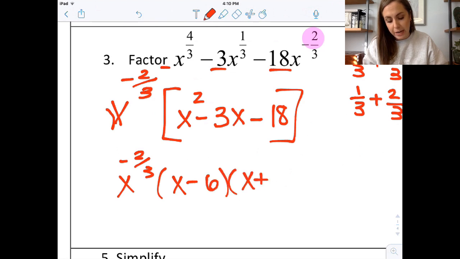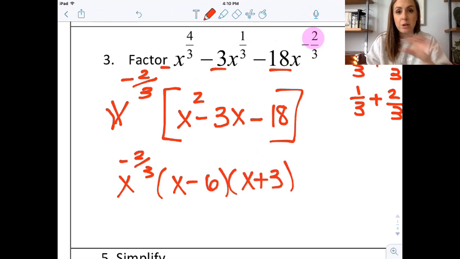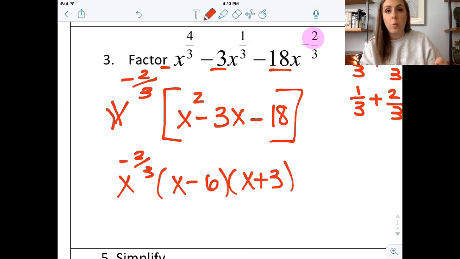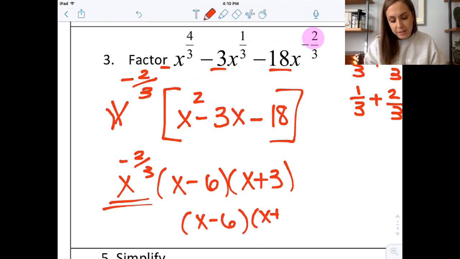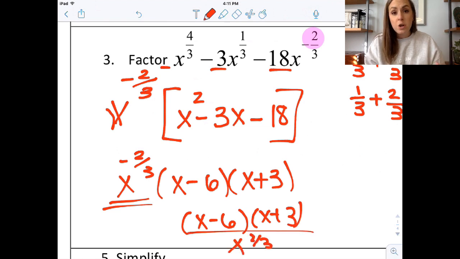If it says to factor, you can stop there. If it said to factor and then rewrite with positive exponents, you would want to rewrite this. So you'd actually have x minus 6, x plus 3, and then it could be all over x to the 2/3. Notice it didn't ask me to solve, so I am not actually getting an x equals, right? I'm stopping in its factored form.